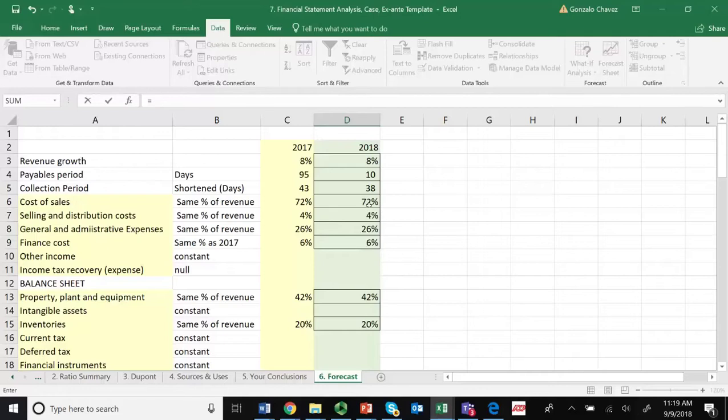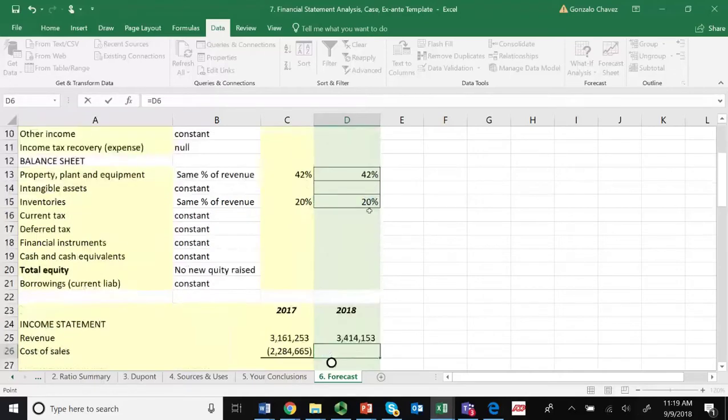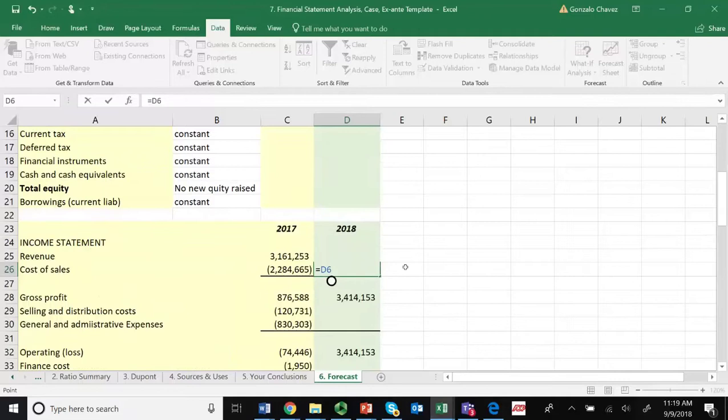So the cost of sales will be 72% of what? So when you click here, notice that here you have the D6, right? 72% of, so you multiply that, of whatever is your 2018 revenue, which we know is in cell D25. So I'm just going to type in D25.